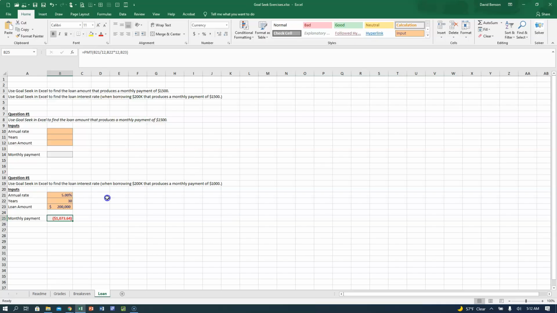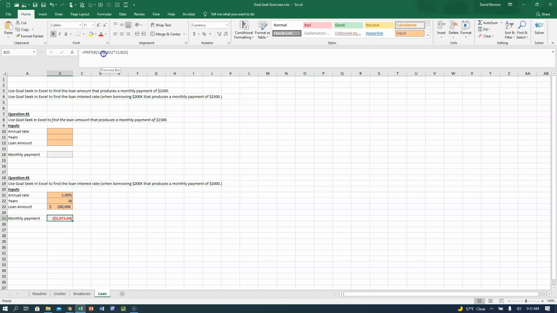Okay, and you'll notice because this is doing a net present value calculation, money that goes out is negative and money that comes in is positive. So I'm taking in $200,000 from the loan, and then I'm making these $1,073 payments out, back to the bank or the credit union or whatever.